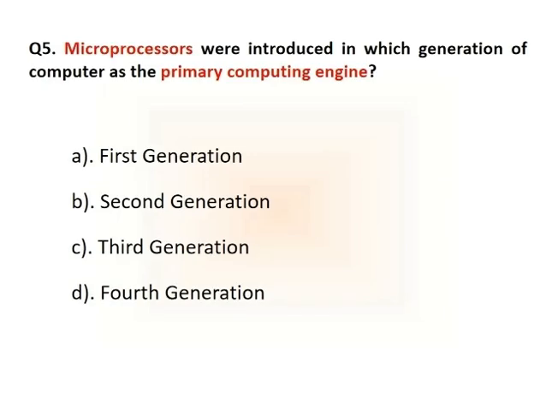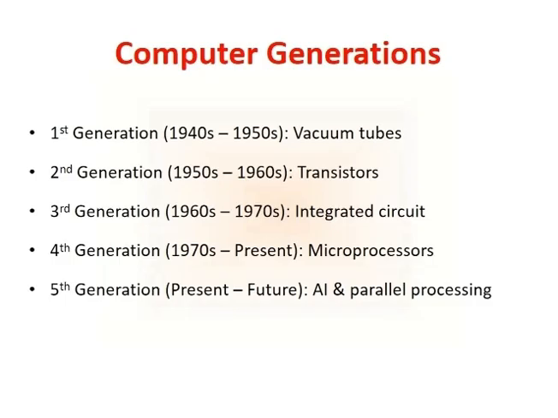Microprocessors were introduced in which generation of computer as the primary computing engine? Option number D, 4 generations. These are the computer generations, very important for any competitive examinations. You may take a screenshot and refer to it later.